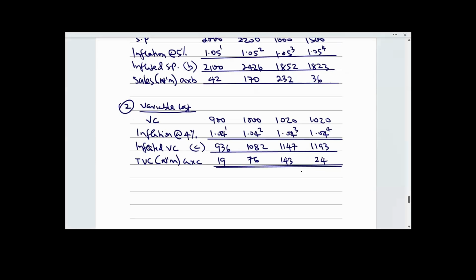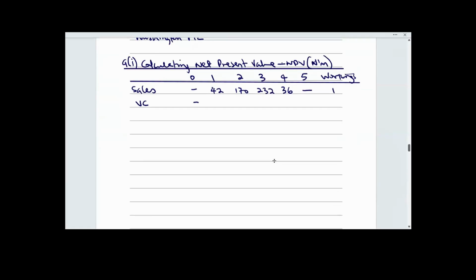So let's go and post. You'll be calling the numbers for me. I have 19. I also have 76 for year 1 and 2. 1976. Year 3, what do you have? 143. Year 4? 24. That's it. This is working number 2.